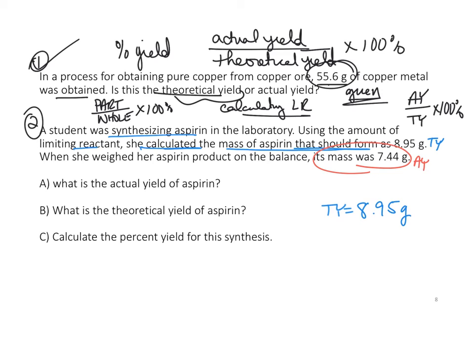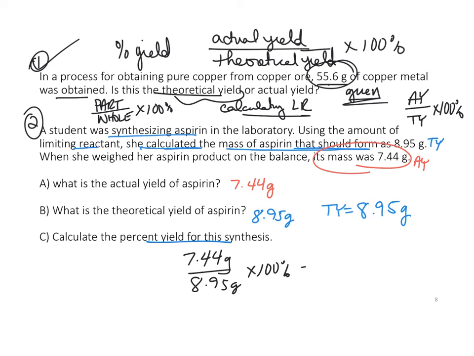That's the actual yield. So what is the actual yield? 7.44 grams. What is the theoretical yield? 8.95 grams. Calculate the percent yield. Well, you would do 7.44 grams divided by 8.95 grams times 100%. And that would be 7.44 divided by 8.95 times 100. That's 83.1% yield is the percent yield.